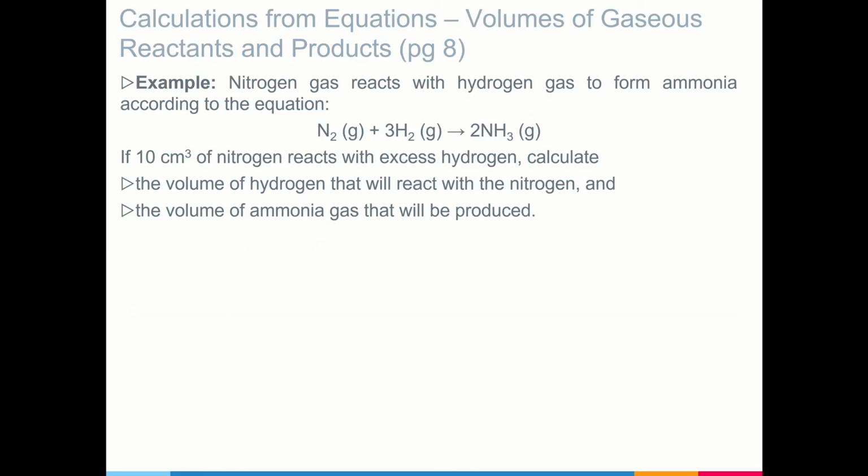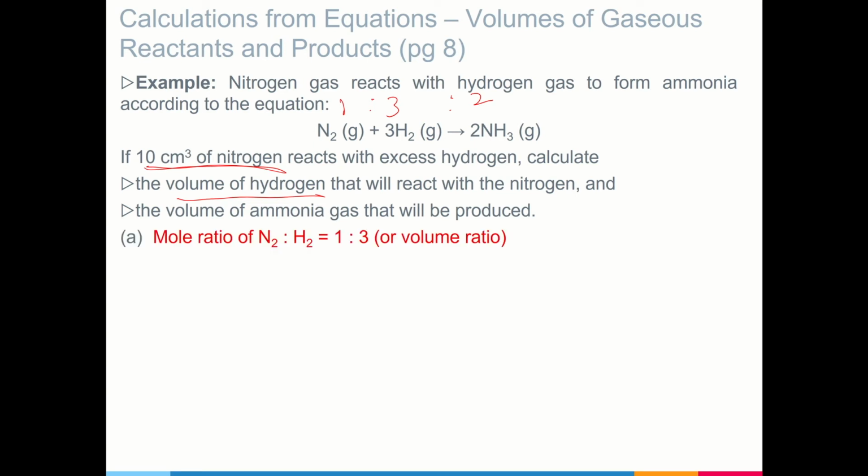Okay, please write down inside your notes. Okay, so let's try some examples. Using the same reaction, I have my nitrogen gas and hydrogen gas, and they will form my ammonia. So the unit mole ratio is 1:3:2. So if I'm given 10 cm³ of nitrogen, the question asks, what is the volume of hydrogen that will react?